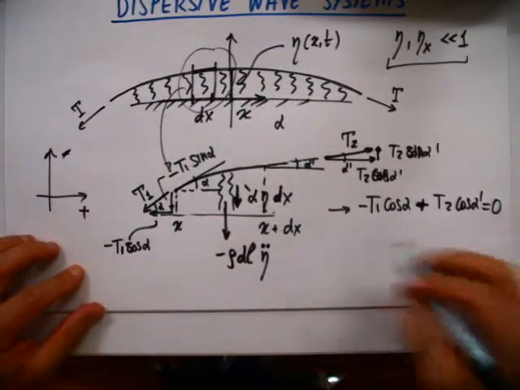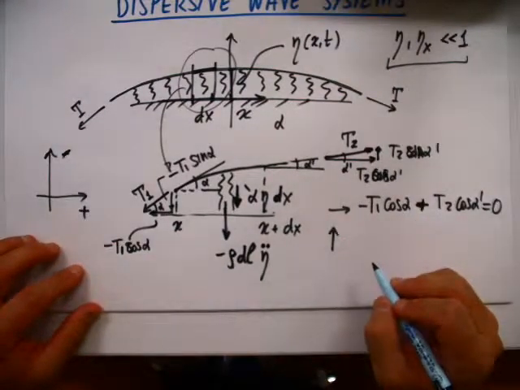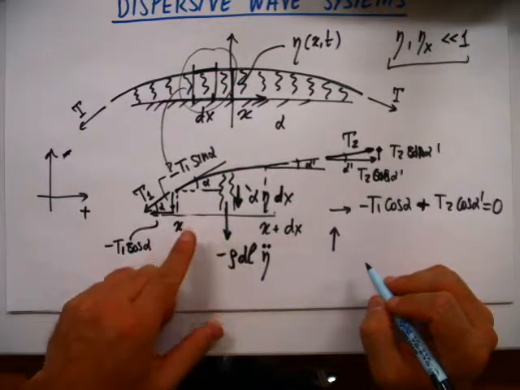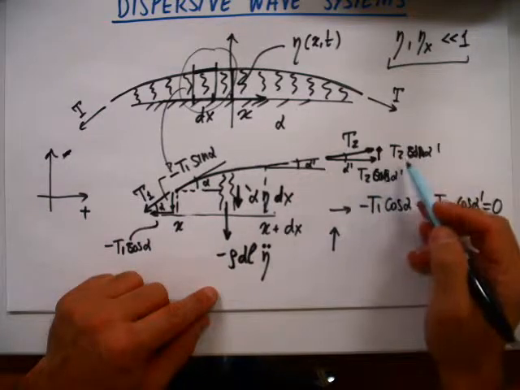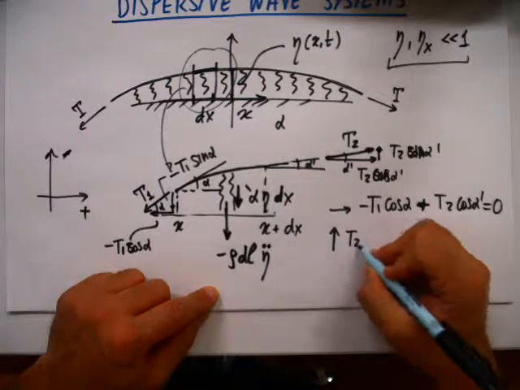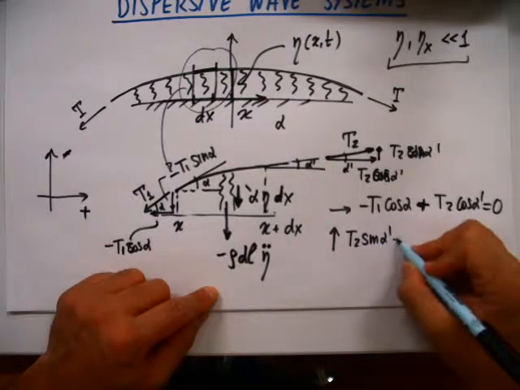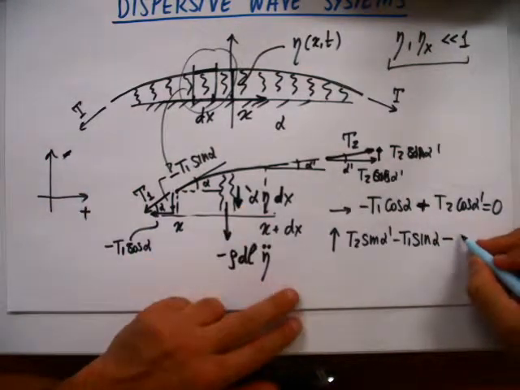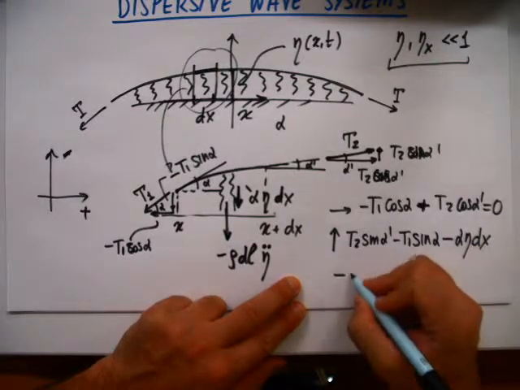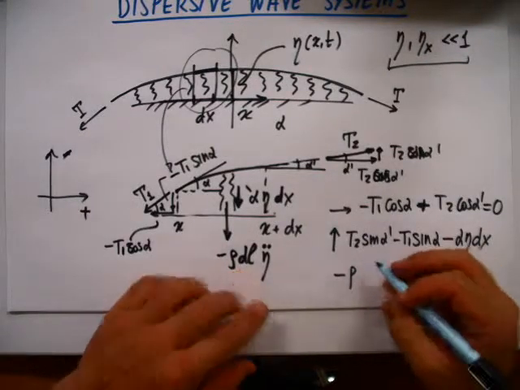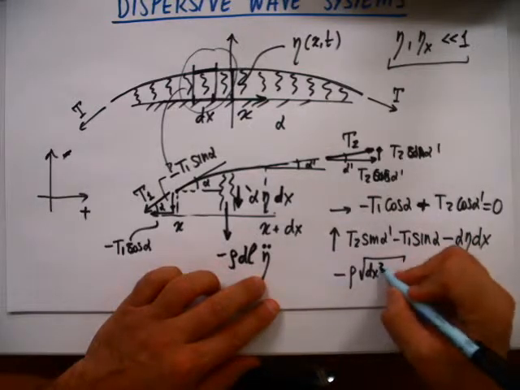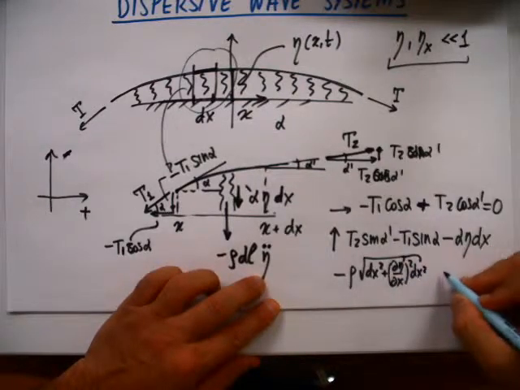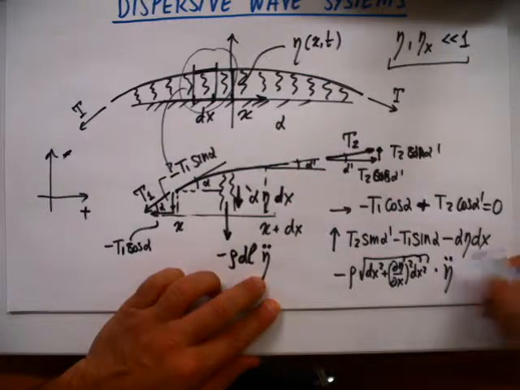And the equilibrium in the vertical direction is telling me that T2 sine of alpha prime minus T1 sine of alpha minus alpha eta dx minus rho dl eta dot dot has to be equal to 0. What is dl? dl is very easy to compute because it's the square root of dx squared plus eta_x squared dx squared.